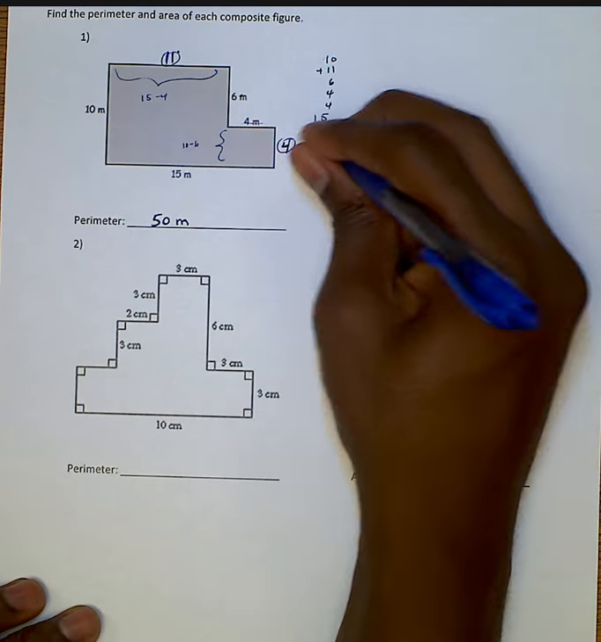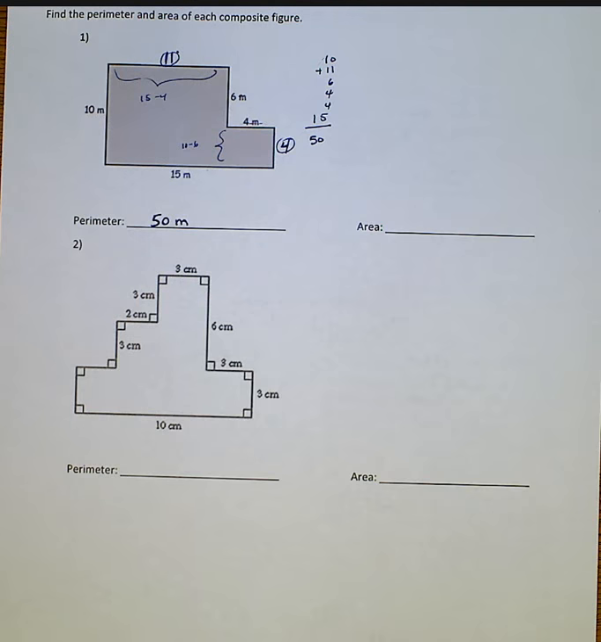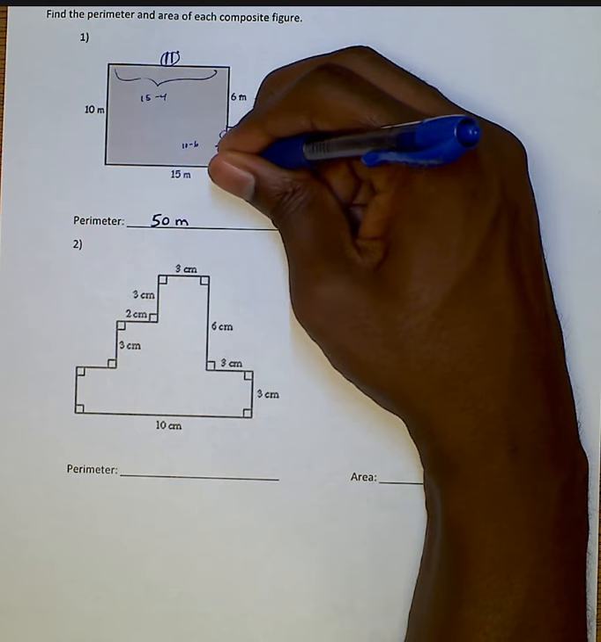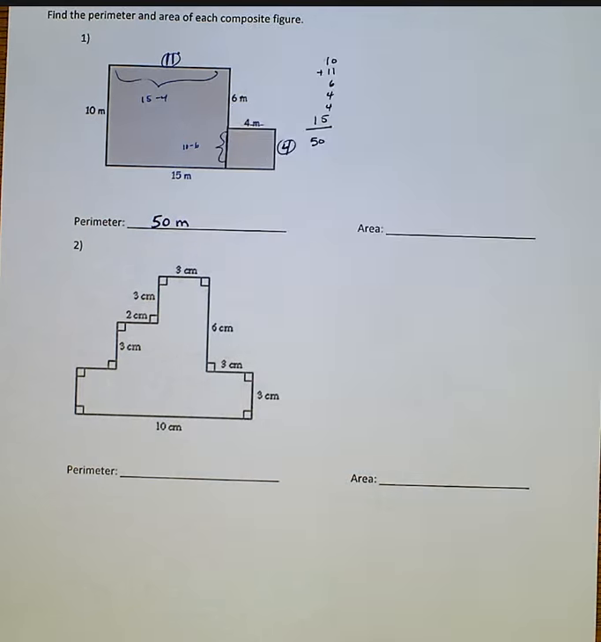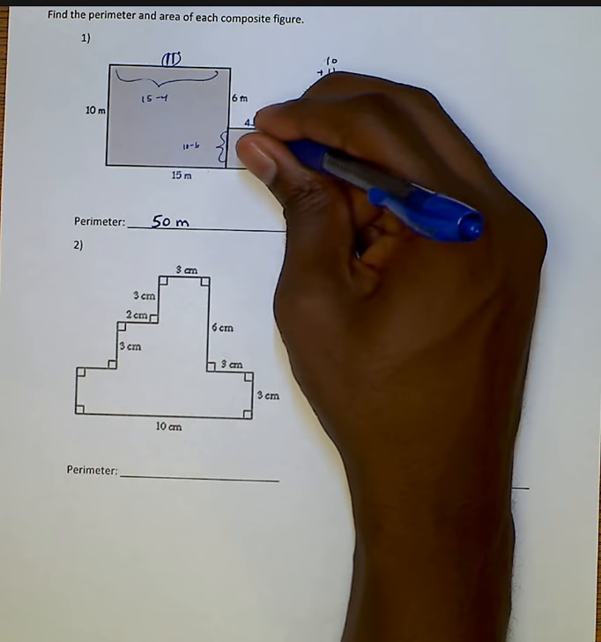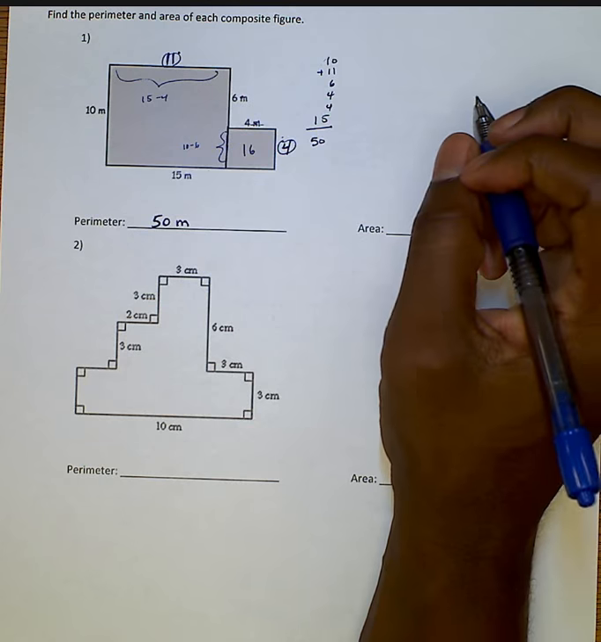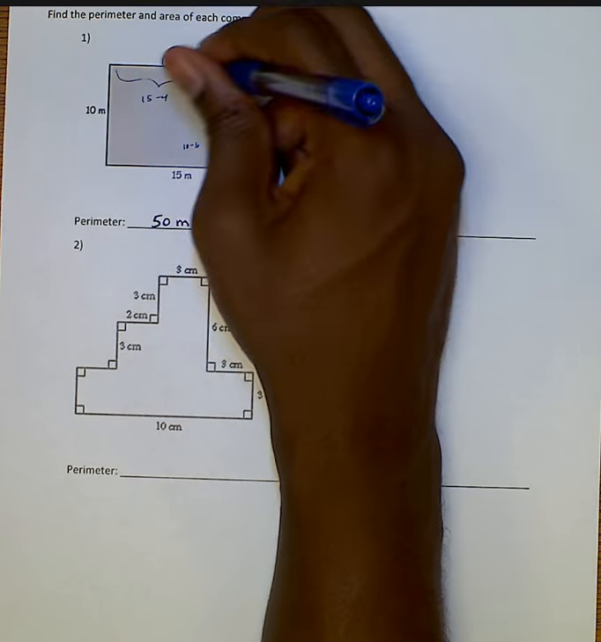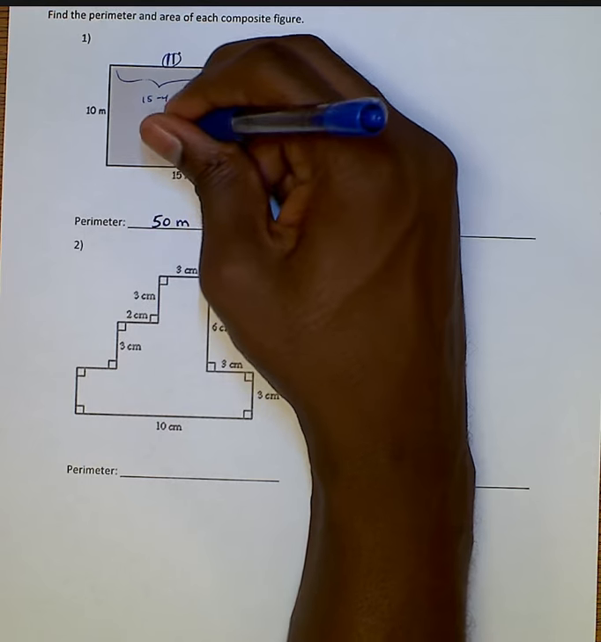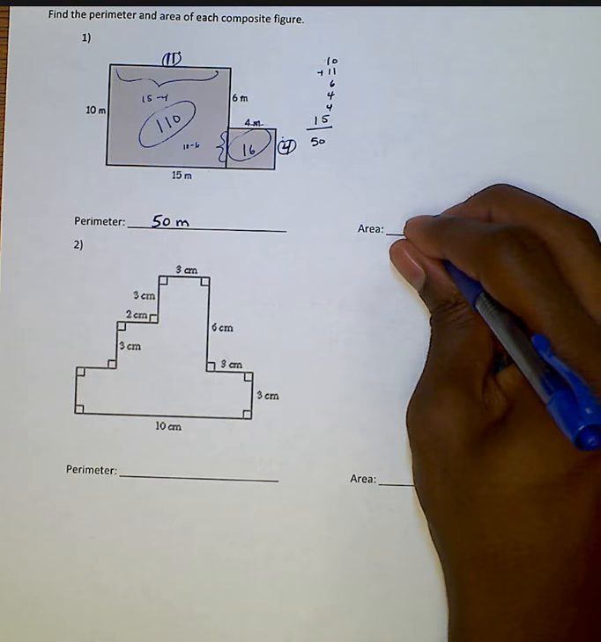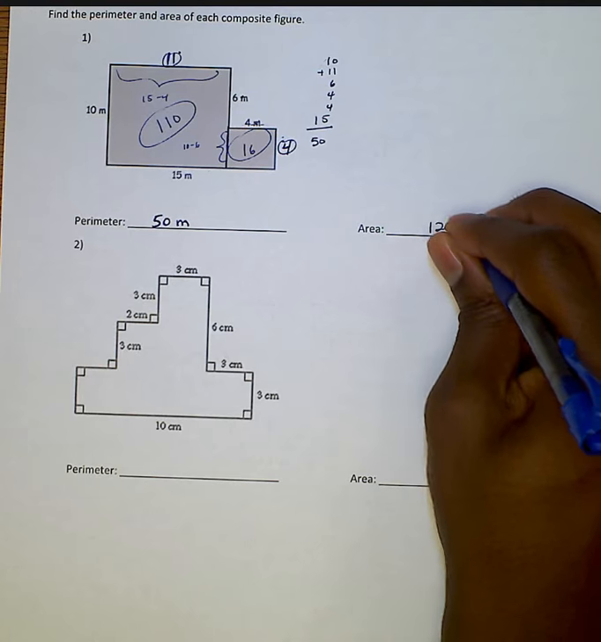Now to find the area, we can do something similar and just break it down into squares or shapes that we can easily find the area of. Okay, I'm going to break this down like this. I'm going to make two boxes. This box is 4 by 4, 16. This bigger box is 11 by 10, which is 110. 16 plus 110, 126 meters squared.